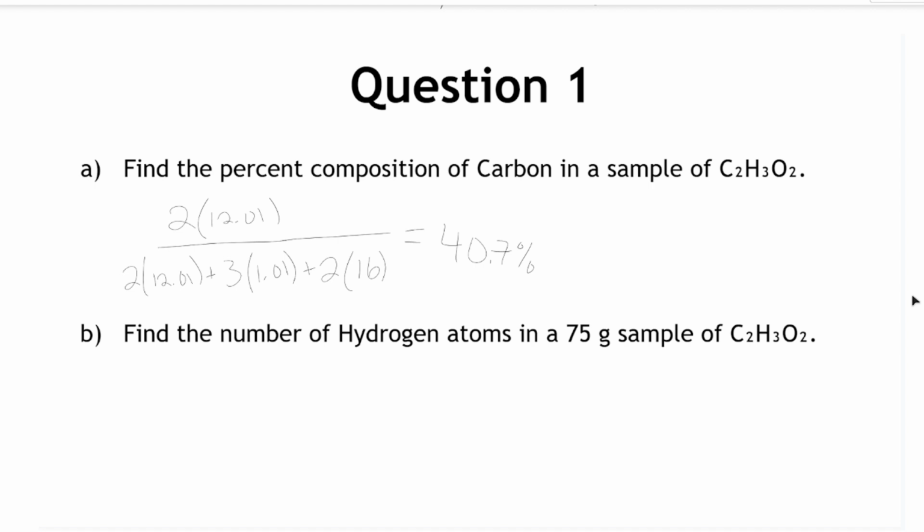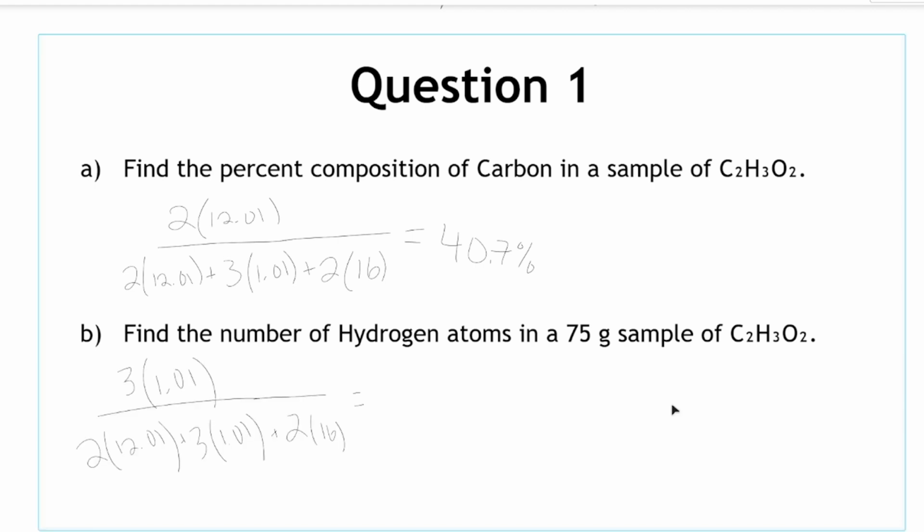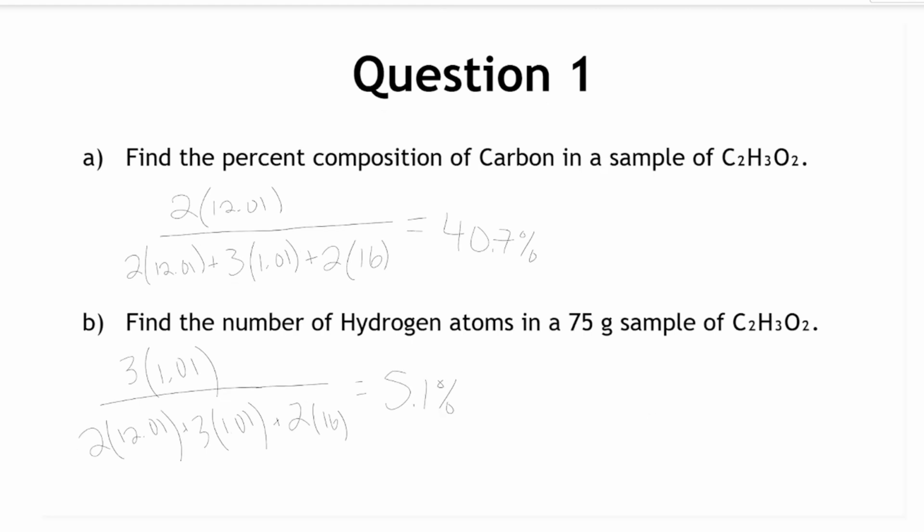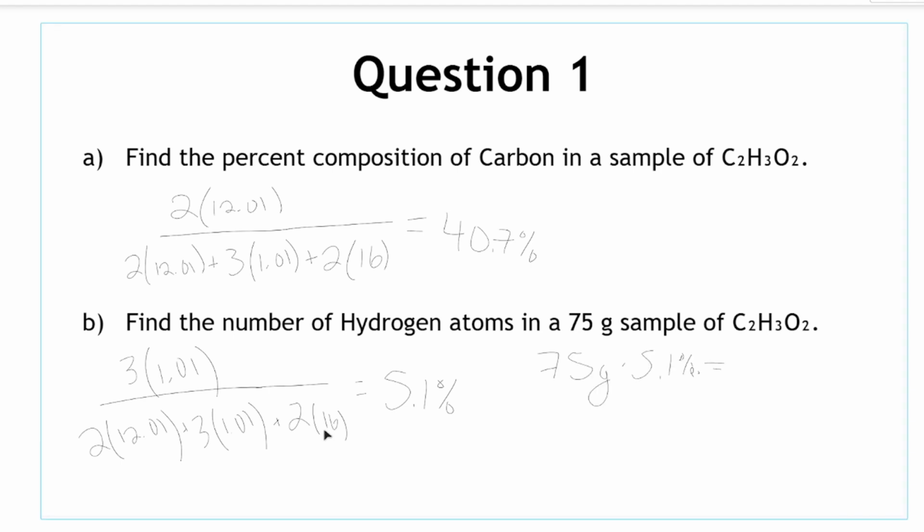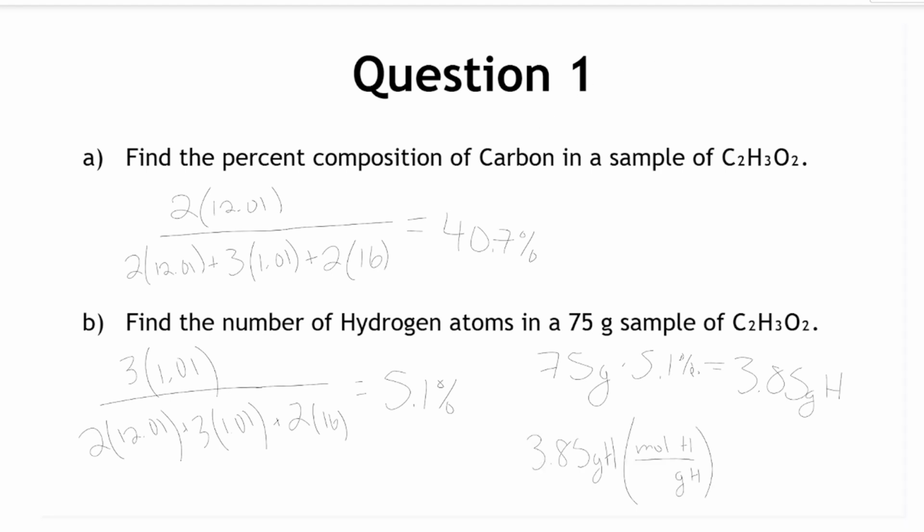Now to find the number of hydrogen atoms in a 75 gram sample of this compound, let's start by finding hydrogen's percent composition. So in this compound, we find hydrogen's percent composition to be about 5.1%. We can now multiply hydrogen's percent composition by the mass of the sample. And we find that there are about 3.85 grams of hydrogen in the sample. Now, we can convert from grams to moles and then moles to atoms. To convert from grams to moles, we can divide by the molar mass of hydrogen, which is 1.01 grams.